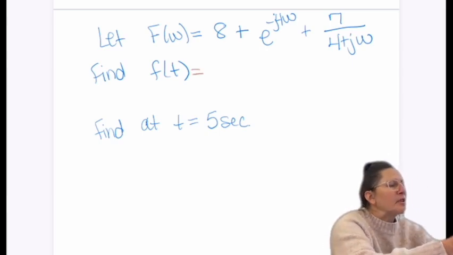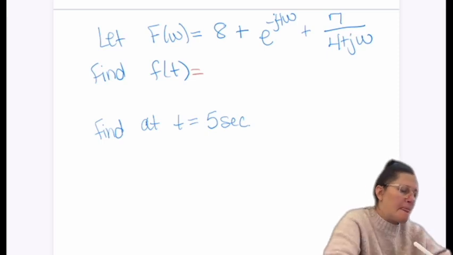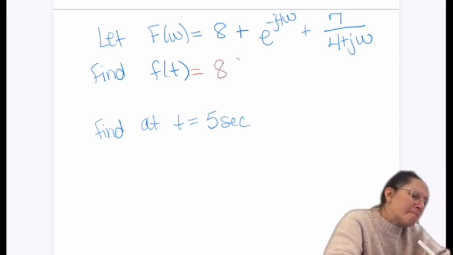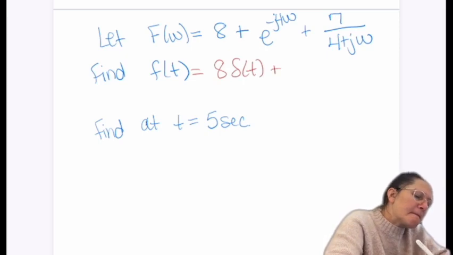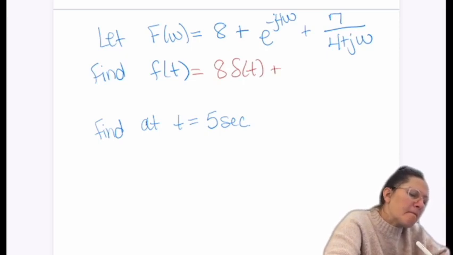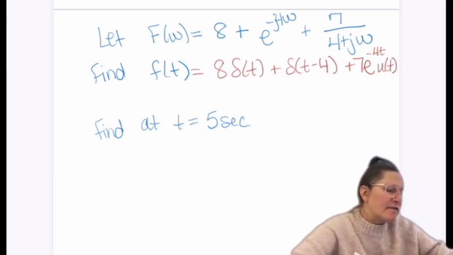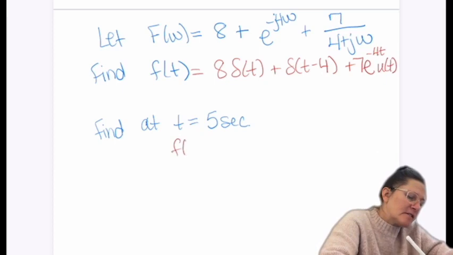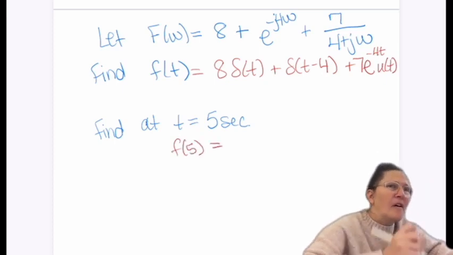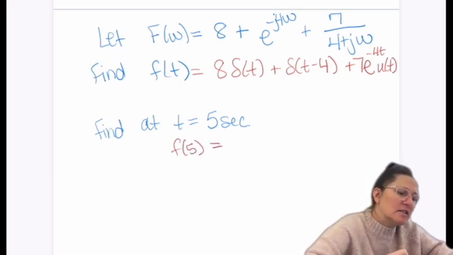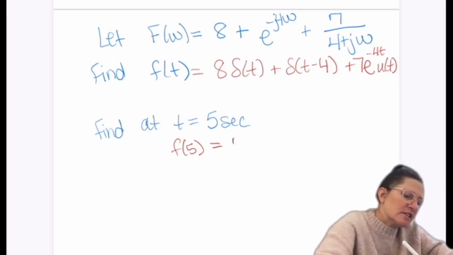Okay, so what did you guys get? 8 delta t plus 1 delta t minus 4 plus 7 e to the negative 4t u of t. Okay. And then at 5 seconds, it's just going to be 7 times e to the negative 20.